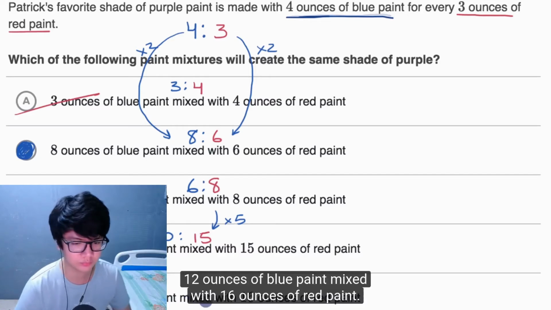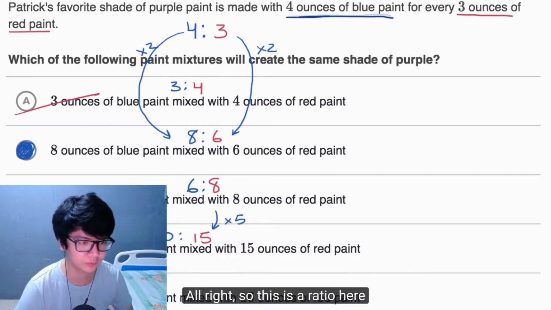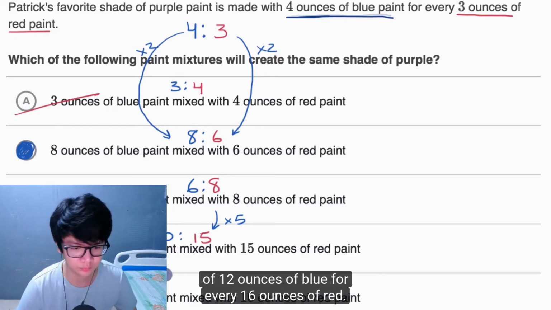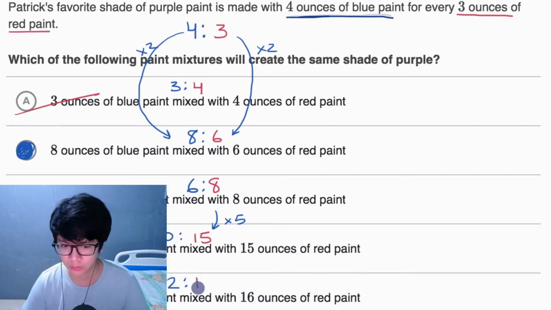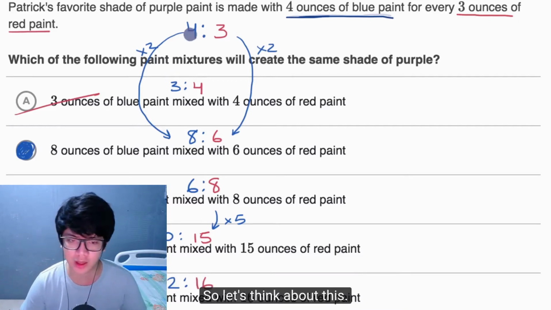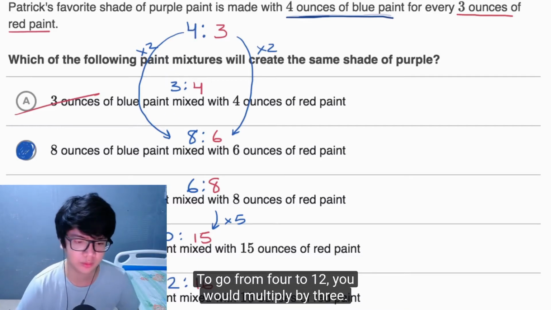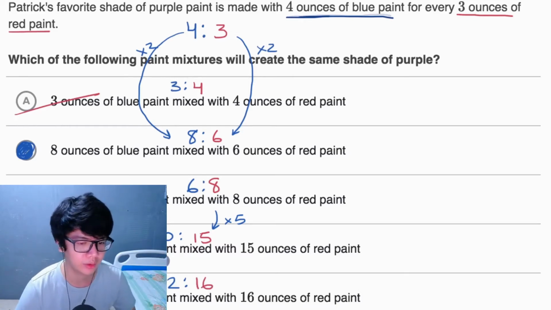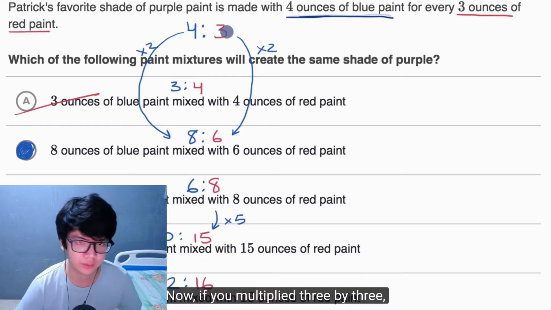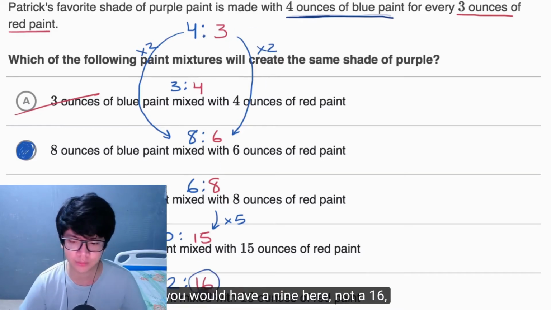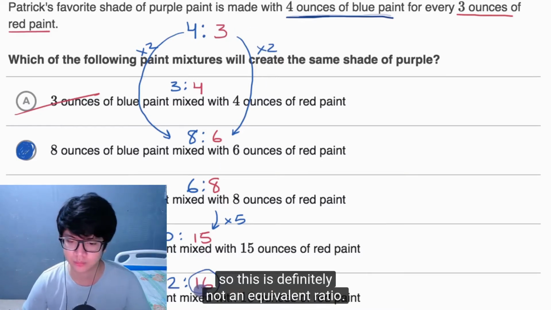12 ounces of blue paint mixed with 16 ounces of red paint. All right, so this is a ratio of 12 ounces of blue for every 16 ounces of red. Let's think about this. To go from 4 to 12, you would multiply by 3. Now, if you multiplied 3 by 3, you would have a 9 here, not a 16. So this is definitely not an equivalent ratio.